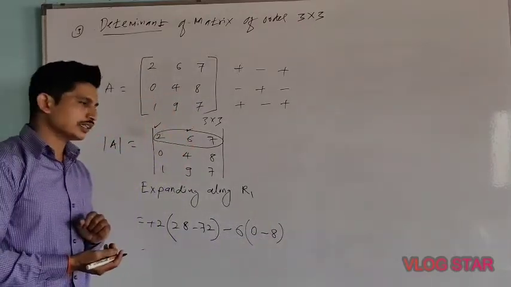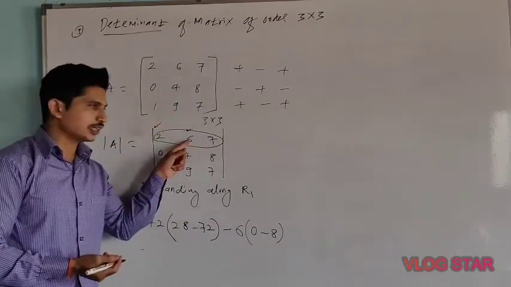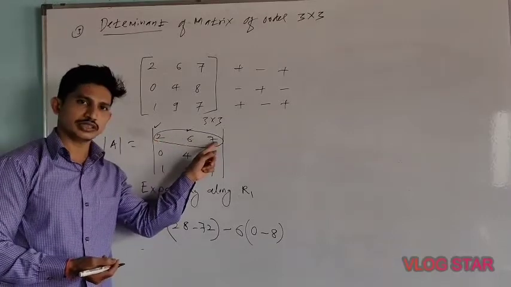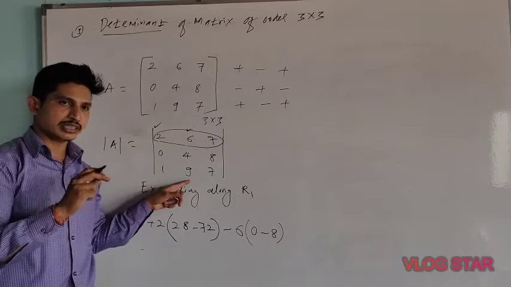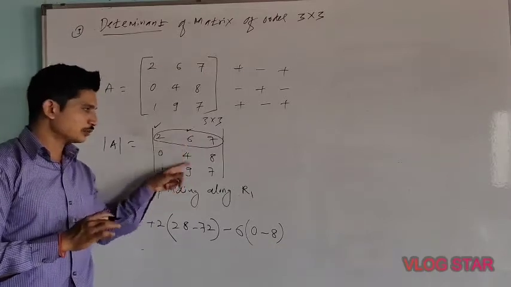See here once again I will explain. 6 is the element here in the first row. So first row you remove, and 6 is in the second column, so you remove that column. Remove means neglect that. Okay. Now remove this and this here.